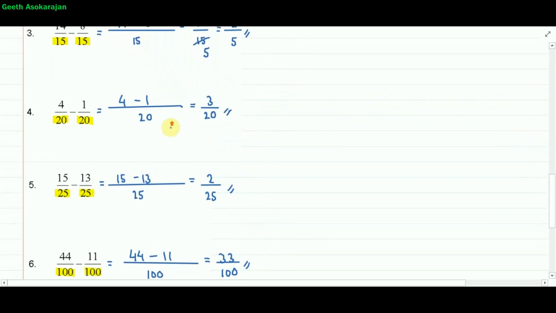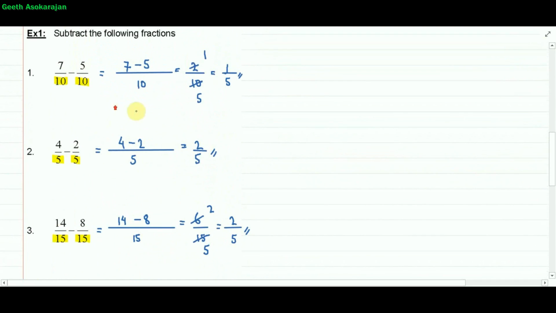Right, so this is it for subtracting fractions of the same denominator.